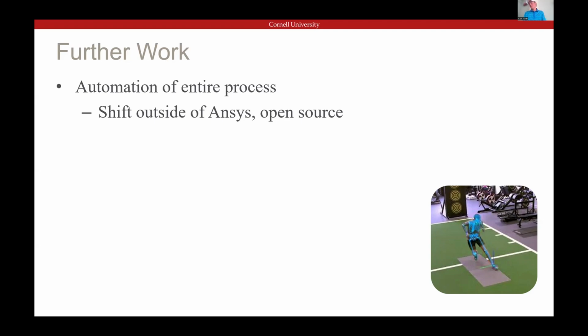So this would be nice to shift it outside of all these platforms into one interface that footwear testers can use. And following the trend that OpenSim has is to make this an open source software so it can be readily available within research and footwear labs.